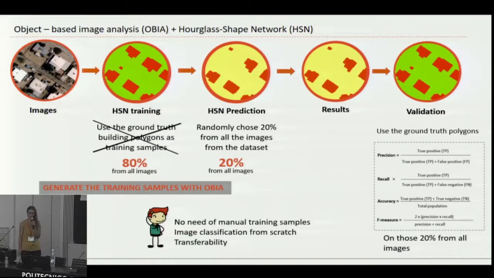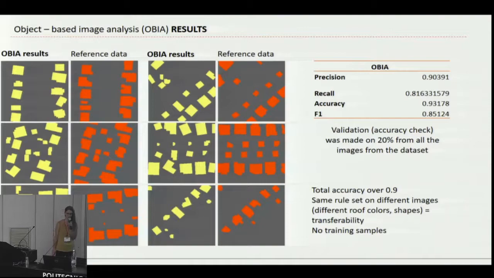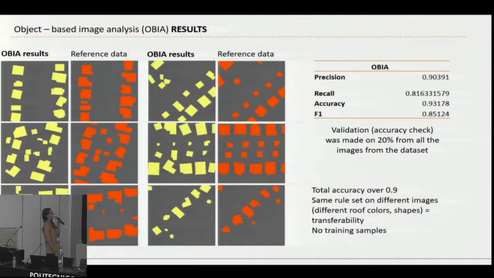And here are the results. With yellow, you have the results, and with orange or red, we have the reference data. We can see that using OBIA, we have a pretty high accuracy, over 93%. It's important to say that we applied the same rule set to the whole data set, different images, and we didn't use training samples to reach this accuracy.